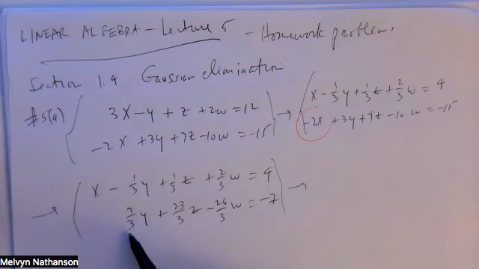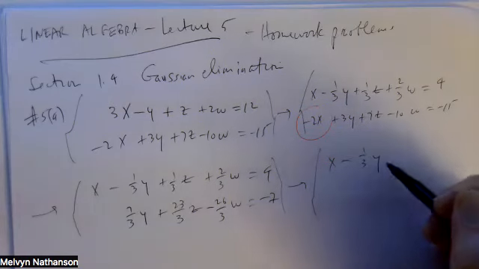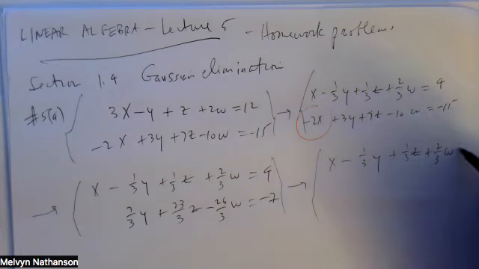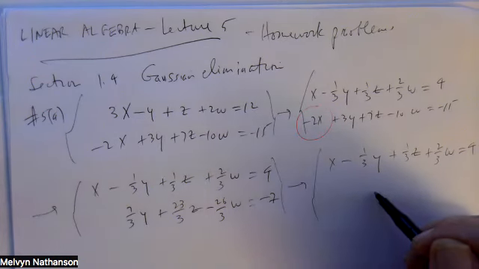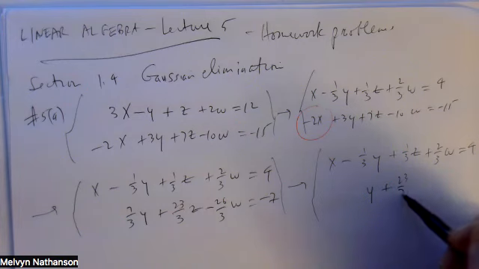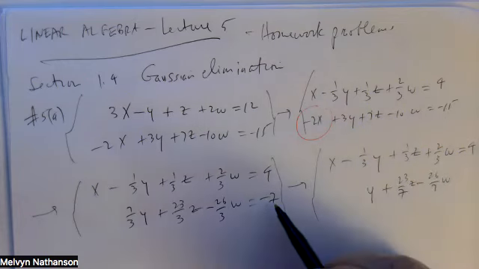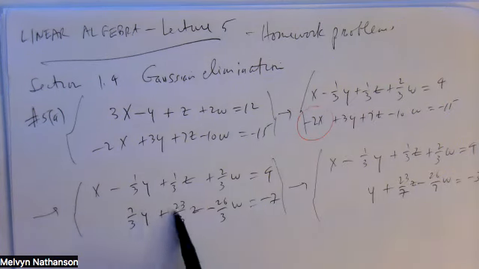Then I want the coefficient of y in the second equation to be 1. So my first equation at this point doesn't change. But I multiply the second equation by 3 over 7. So that gives me y plus 23 over 7 z, minus 26 over 7 w, and 3 over 7 times minus 7 is minus 3.